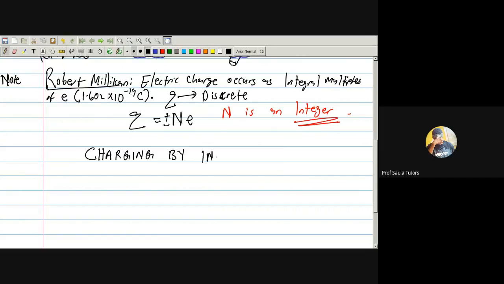Charging by induction. Before I explain charging by induction, let me first explain something. What I want to explain first is charging by conduction, or contact.